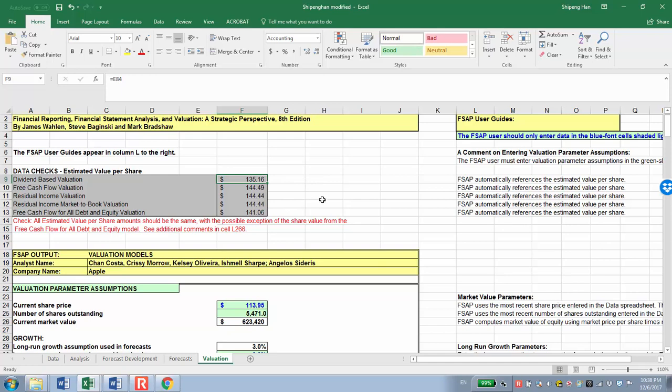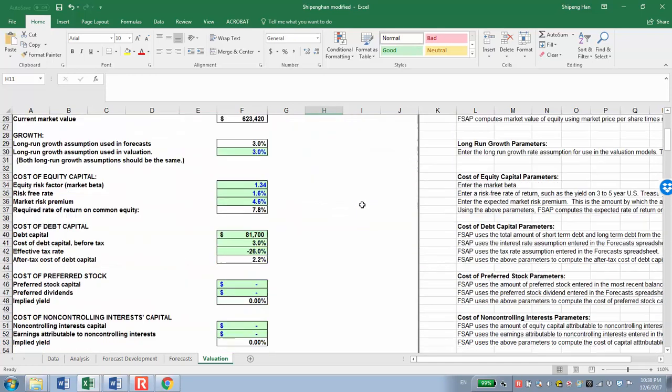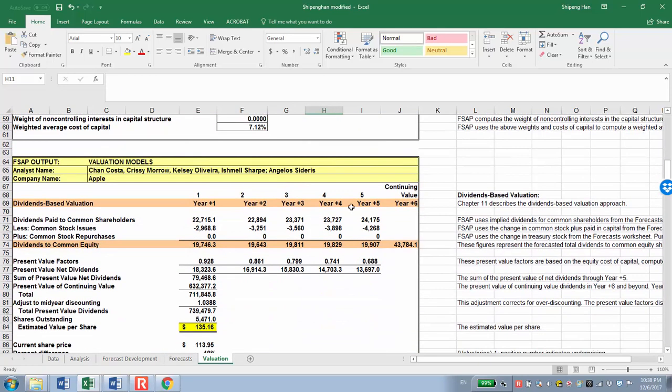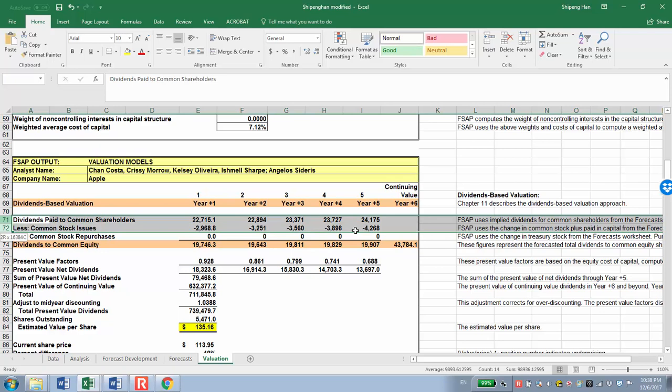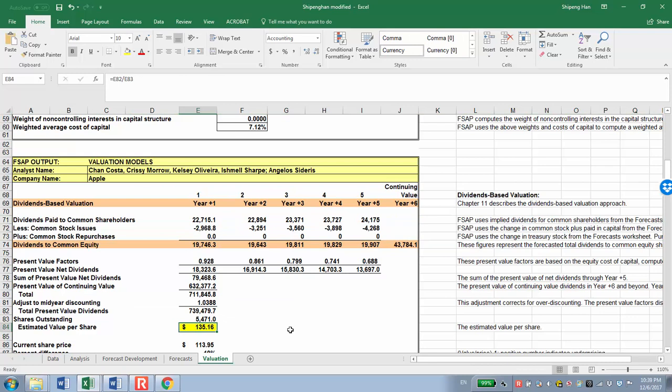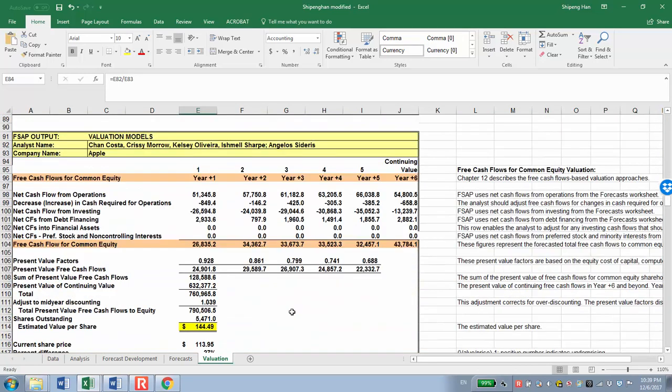And so for example, the dividend-based model. This is a calculation of the dividend. The process here is to discount, to calculate the present value of these payoffs. And the present value is 135 for the dividend model.